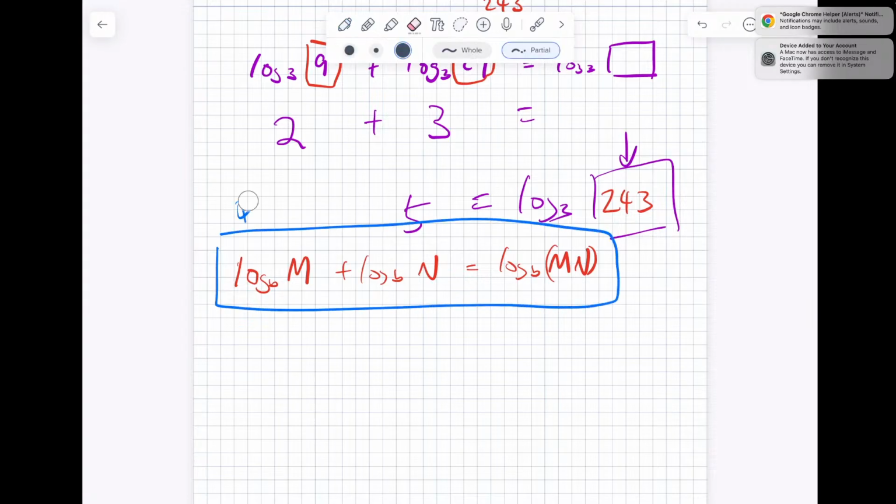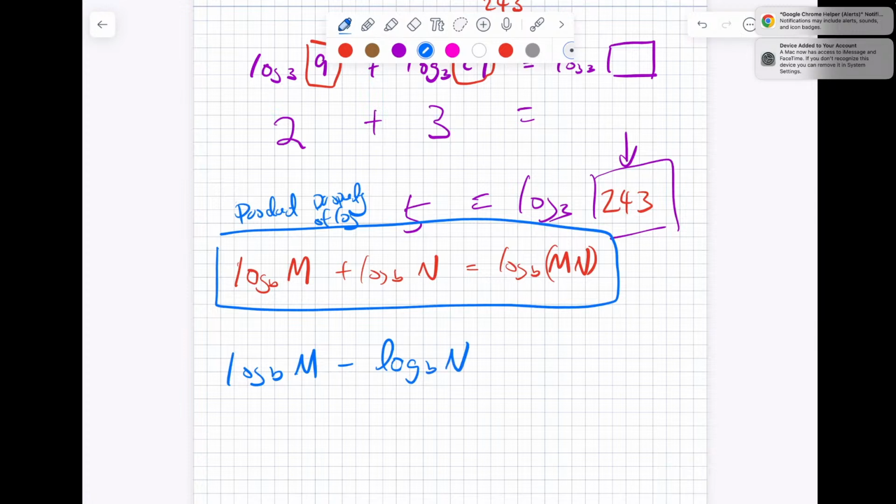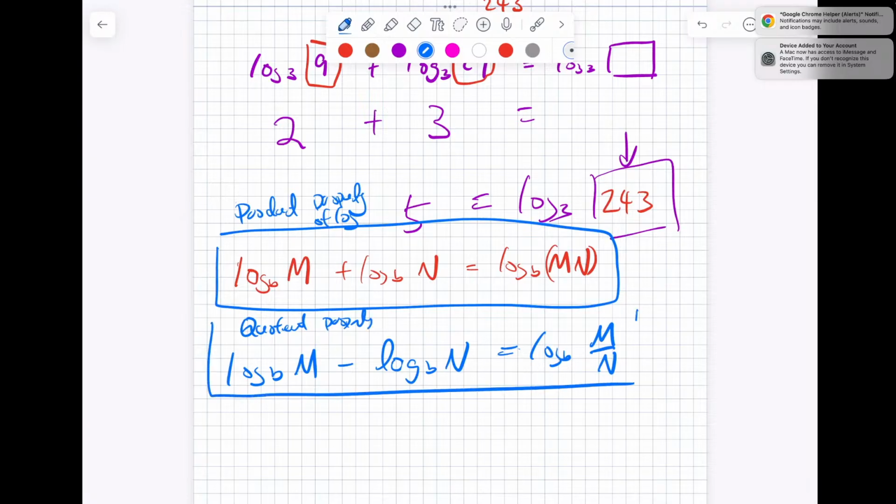So this is called the product property of logarithms. Now guys, can you predict what this is going to be? Yeah, it's just dividing. So this property is called the quotient property. Quotient property. So that is the second property that you're supposed to memorize.